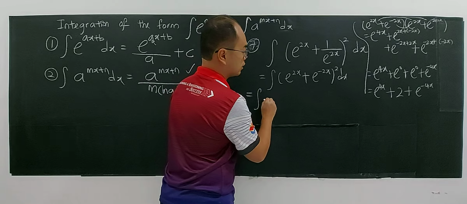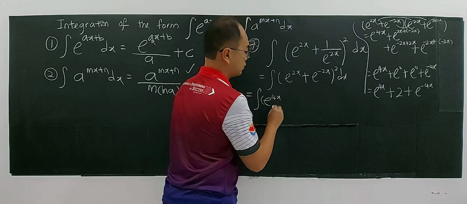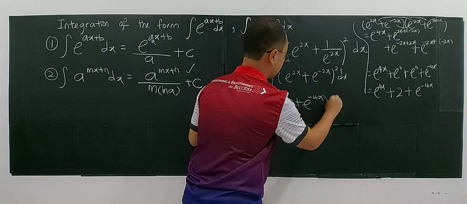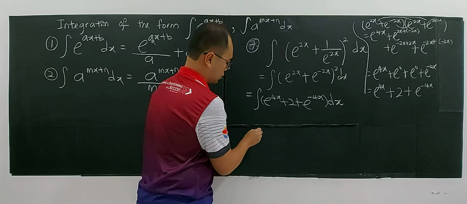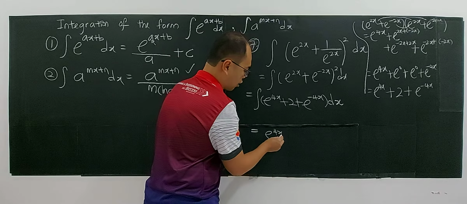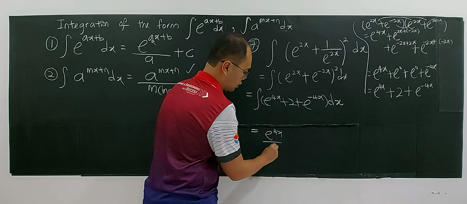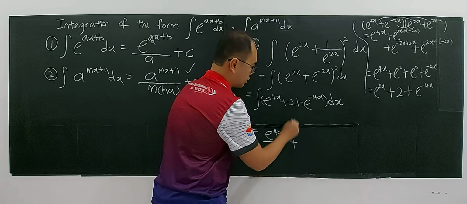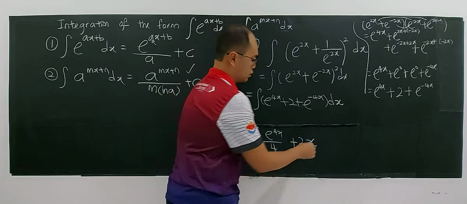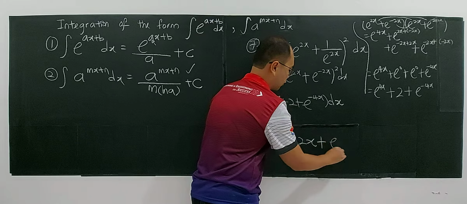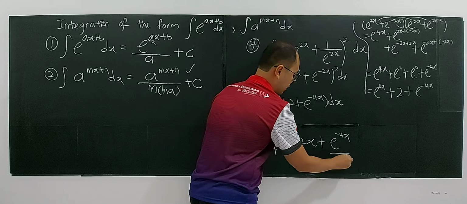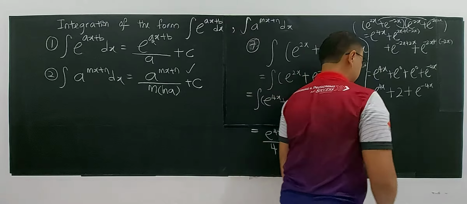So you have integrate e^(4x) plus 2 plus e^(-4x) dx. Eventually you just integrate. Integrate e to the power of 4x: what is the coefficient in front of x? It is 4, so divided by 4. Plus integrate 2, so you have 2x. And you integrate e to the power of negative 4x, then you divide it by negative 4, plus c.